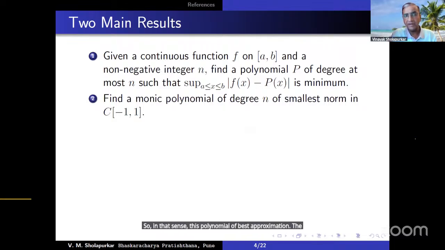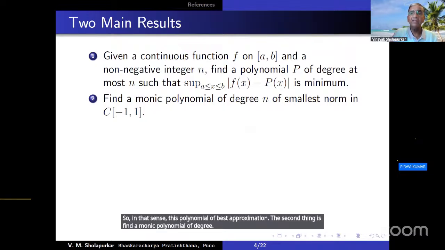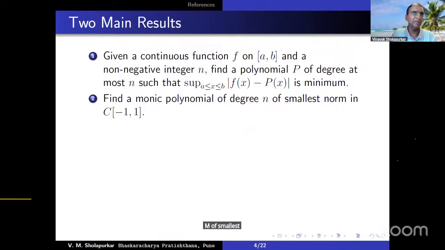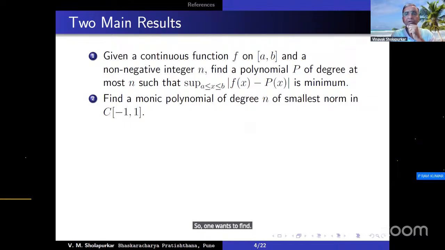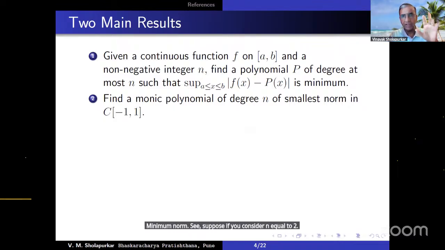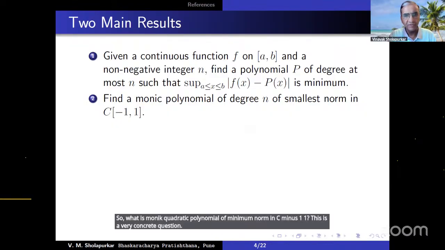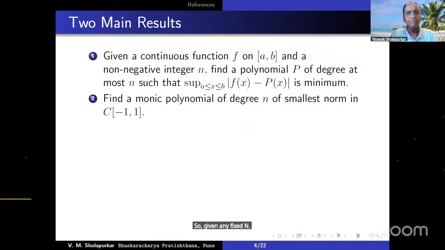The second thing is to find a monic polynomial of degree n of smallest norm in C[-1, 1]. As I told you, you fix the degree. So one wants to find a polynomial of degree n of minimum norm. See, suppose you consider n equal to 2. So what is the monic quadratic polynomial of minimum norm in C[-1, 1]? This is a very concrete question. So given any fixed n, you consider polynomials of degree n, and which polynomial has the smallest norm? Smallest supremum norm. That is the question.